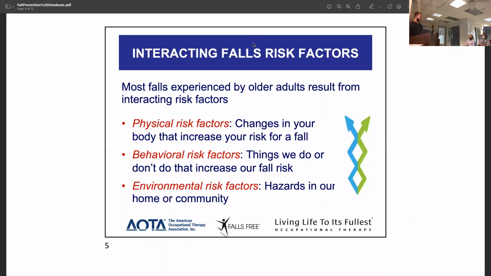Behavioral and environmental, but keep in mind that these risk factors frequently interact to cause a fall. Physical risk factors relate to changes in your body that increase your risk for a fall. Impaired balance is an example of a risk factor.